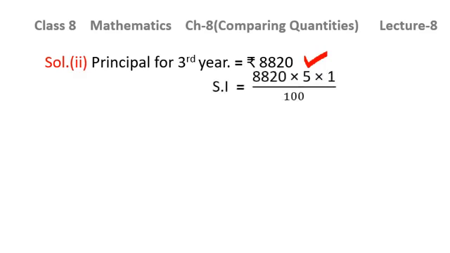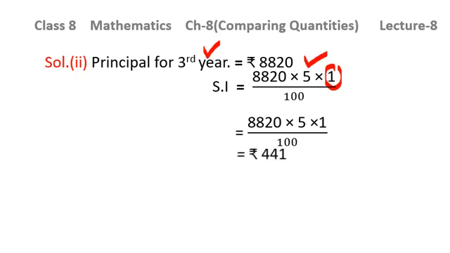So using compound interest formula, we will be putting the values in the formula. That will be P into R into T. T here we are taking 1 year because we need to find the interest for third year only. So we have taken N as 1 year. So after solving, you will be getting 441. This will be the answer. After solving, you will be getting 441.